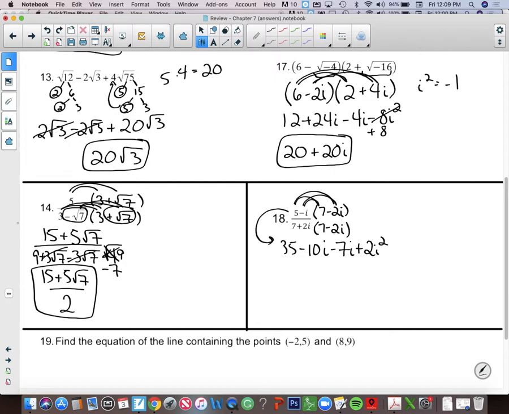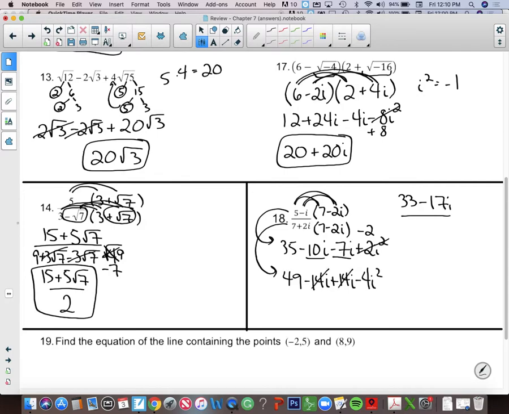And then we need to simplify that down a little bit more, and I'll write it off to the side. So that would give me a negative 2 there. So 35 minus 2 is a 33. And then negative 10 and a negative 7 would give me a negative 17i. And then we need to FOIL out the bottom. So 7 times 7 is 49. Then we're going to have minus 14i plus 14i, and then minus 4i squared.